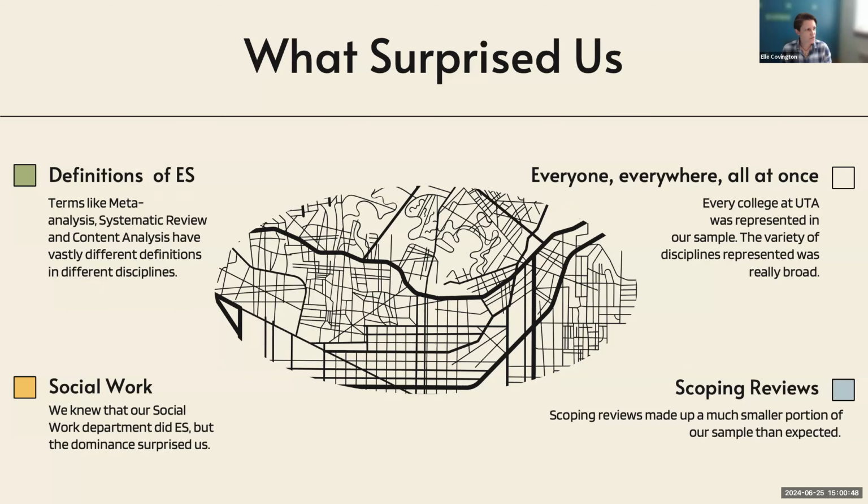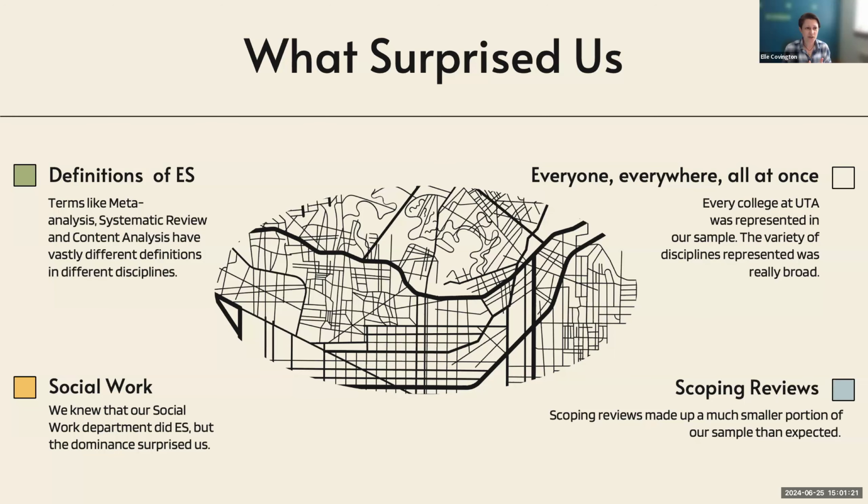So to sum up, I hit on a few of these going through, but some of the things that surprised us was just the variety of differences in understanding between disciplines on what these terms mean: what evidence synthesis is, how they're thinking about meta-analyses, systematic reviews, scoping reviews, who they're citing. All of those things, just the range of understandings on those was pretty surprising to us.